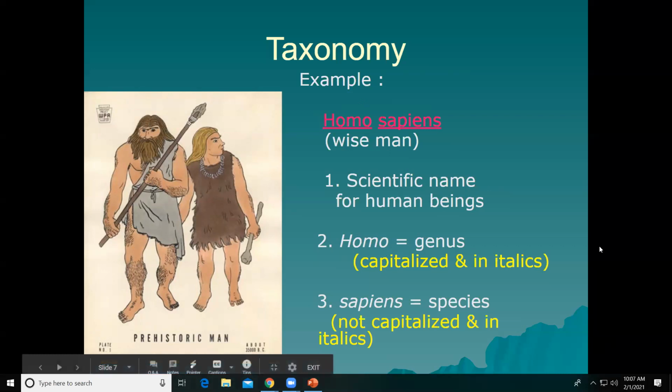So this is just looking at what humans are if we were looking at our scientific name. Our common name would be humans. Our scientific name is Homo sapiens.